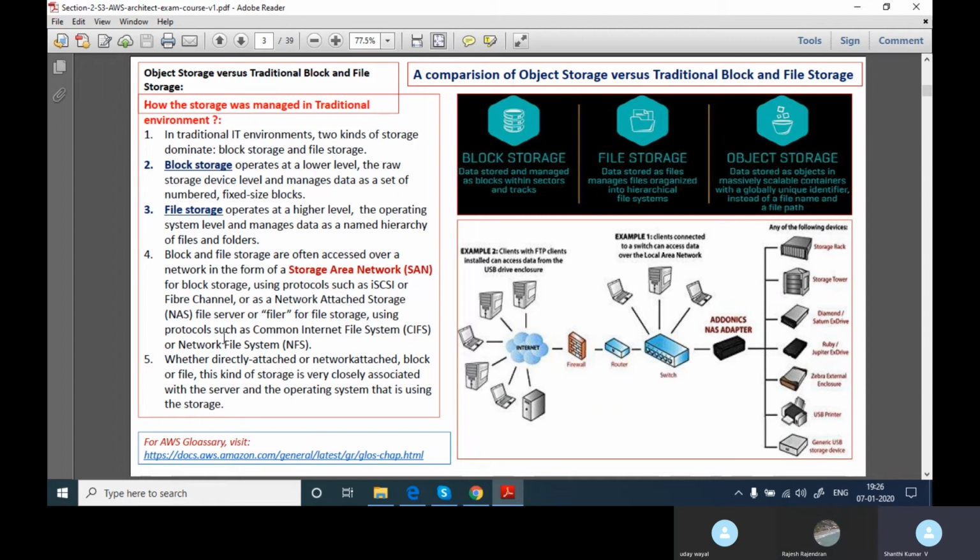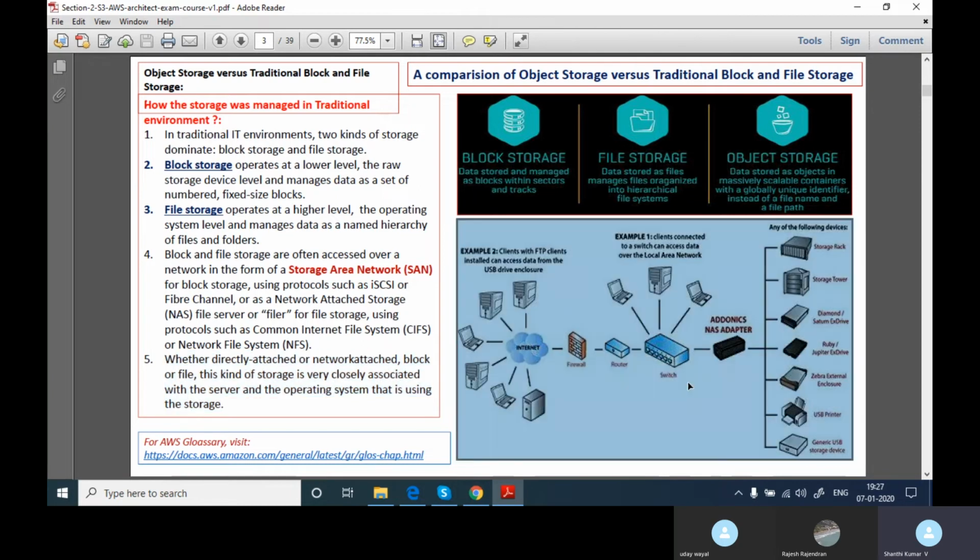Now, using protocols such as Common Internet File System or Network File System, they follow that in these SAN areas. So whether directly attached or network attached, block or file, this kind of storage is very closely associated with the server and operating system that is using the storage. Basically, either the NAS way or the CIFS way, it is connected to the network to pull the files into the storage area, and for restoration also.